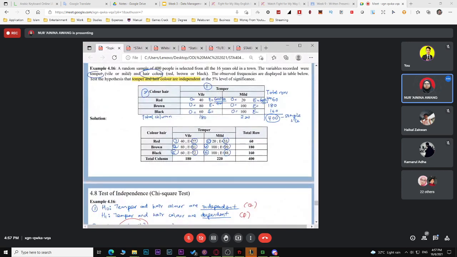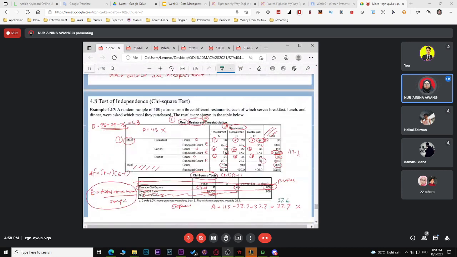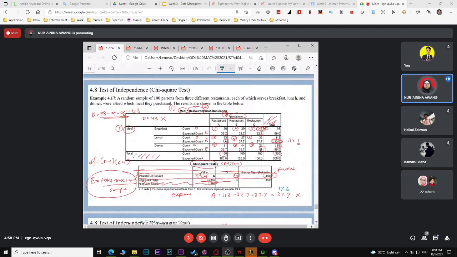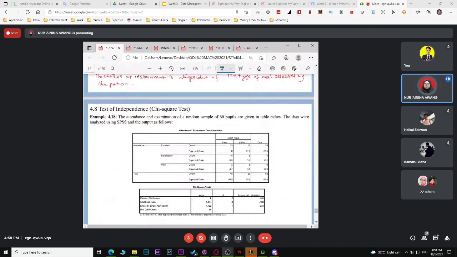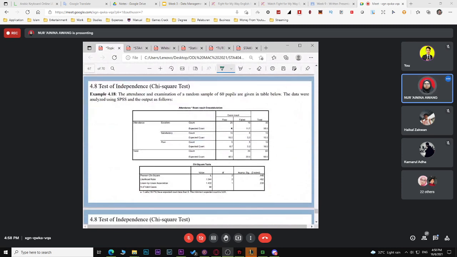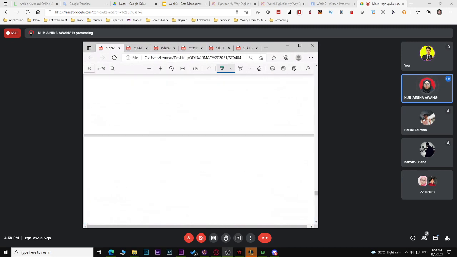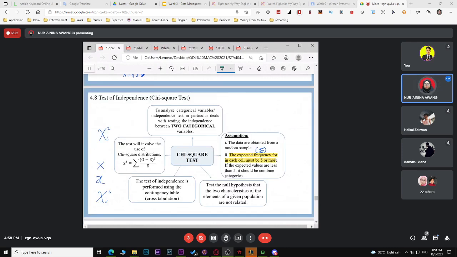In this case, since all your expected values are more than 5, there is no problem. Then go to this example. If you look at the example, the values for A and B are also 5 or more, so there is no problem. But in the next example, example 4.18, if you look at your expected frequency, there is one expected frequency that is less than 5. We have 3.3.